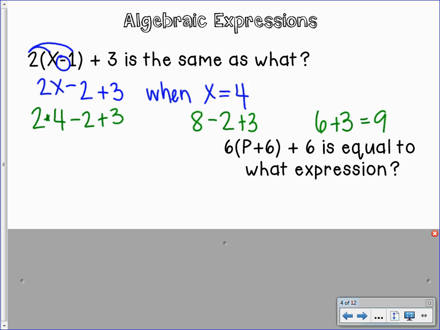So we have 6 times p plus 6 plus 6 is also equal to which expression? So we have to spread the love. Okay, we can't leave that poor 6 on the outskirts of the parentheses all on its own. So what are we going to do first? Before I can tell you what p equals, we have to spread the love. We are going to spread the love to the p and the 6.